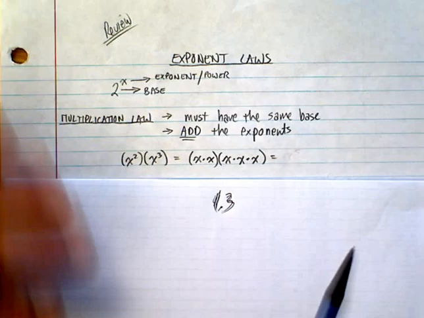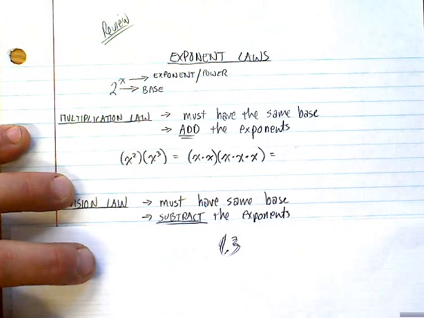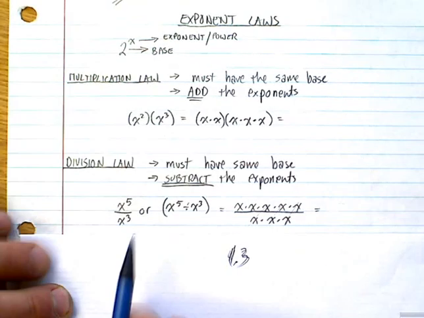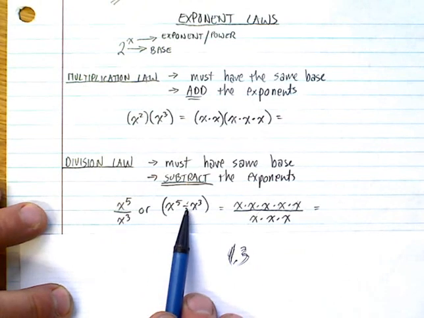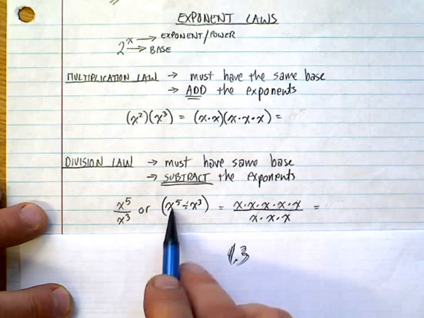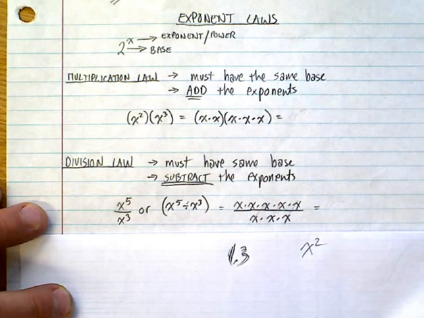Now, if we go down here, the division law. Same thing, you must have the same base, and then you subtract the exponents. So you could have it as x to the power of 5 over x to the power of 3, or you could have a division. It simply means 5 x's over 3 x's, bang, bang, bang. You cancel. 5 minus 3, it's going to be x squared. Okay? Let's keep going down here.